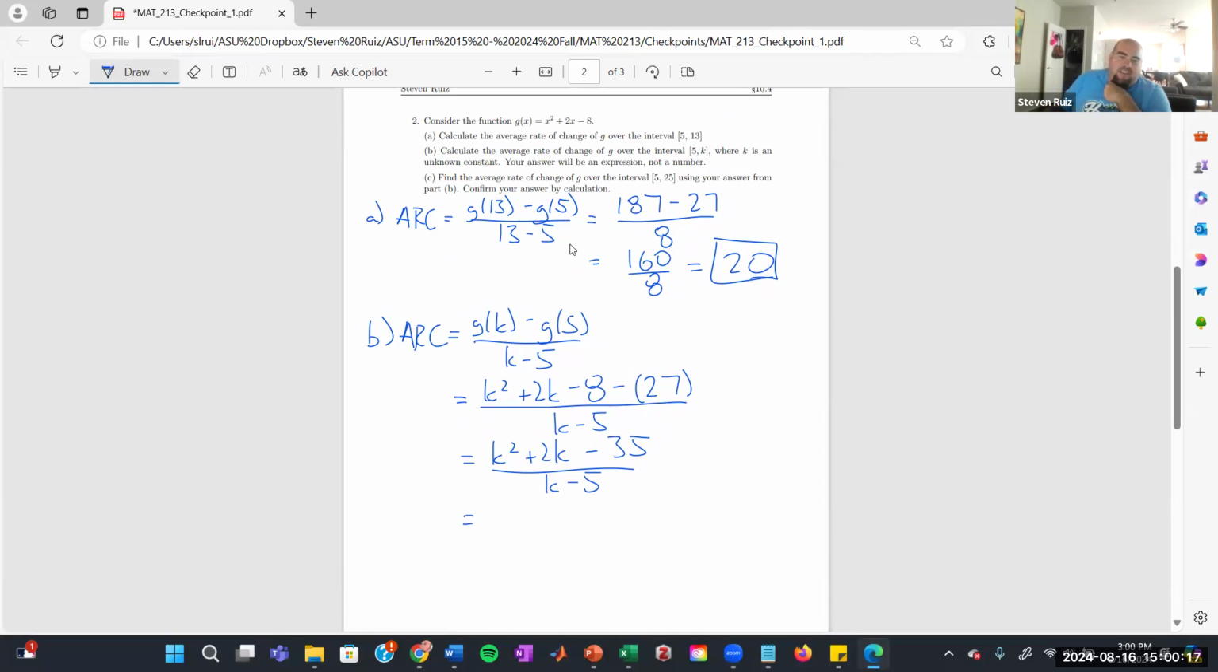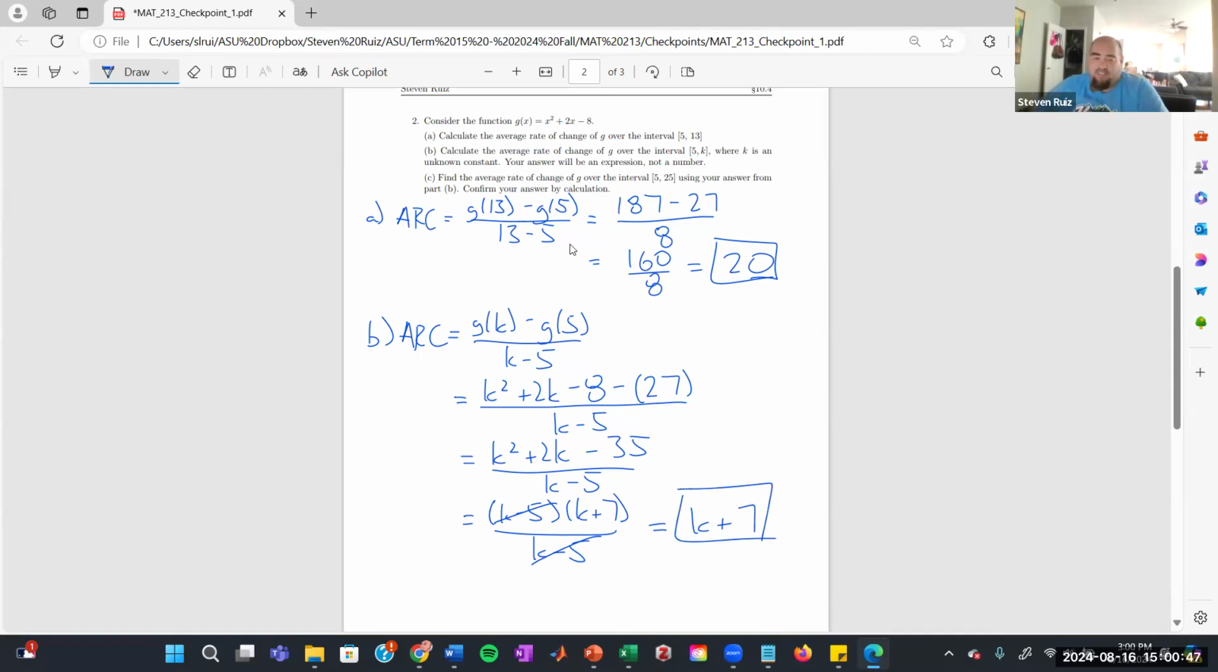So how do we factor things that look like this? k squared plus 2k minus 35. If I can find some numbers that multiply together to give me negative 35 and add together to give me positive 2, I can factor this. So I believe that's going to give me k minus 5, k plus 7, and then all over k minus 5. What does this give me? This gives me a final expression of k plus 7.